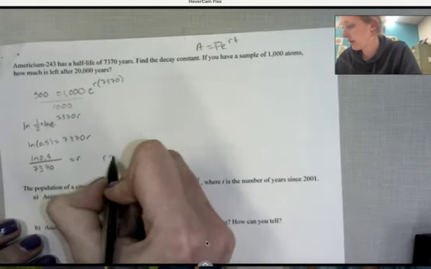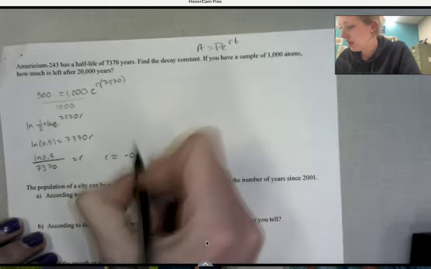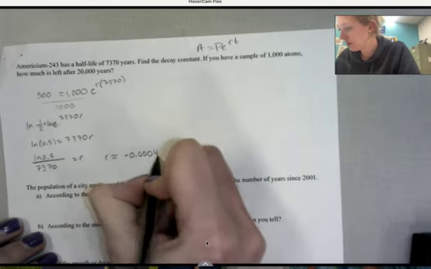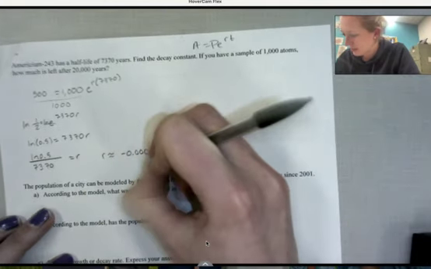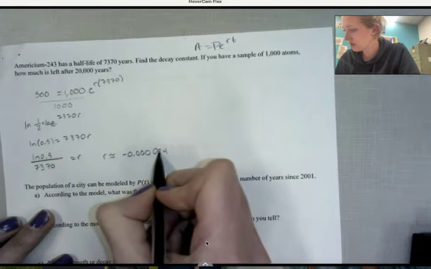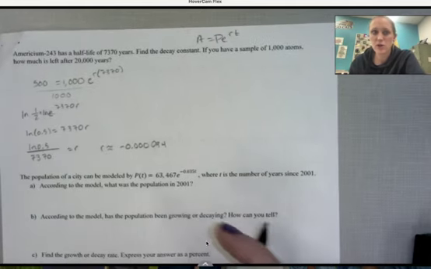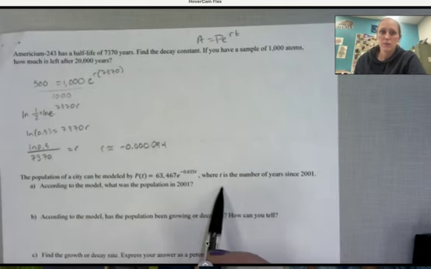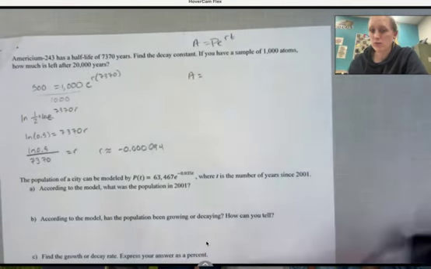So we're going to get R is approximately negative, and it should be negative for decay, 1, 2, 3, 4 zeros, and then 9, 4. Sorry, 4 zeros, not the number 4. So 1, 2, 3, 4 zeros, 9, 4. Okay, so there is my decay constant. Now they want to know how much is left after 20,000 years. So now I'm looking for a new amount.